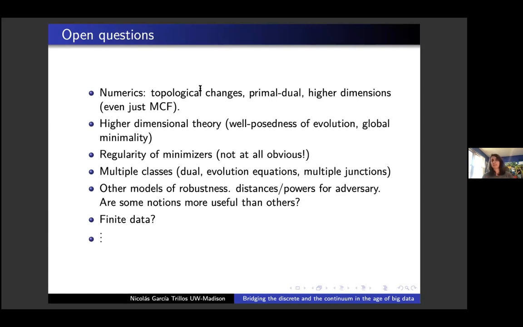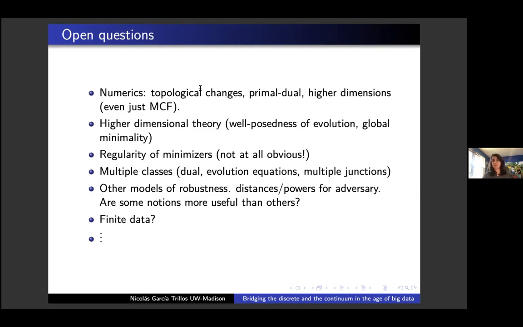So numerics in 1D even: how can we detect that there's going to be a topological change in the global solution? Can we use information about the dual problem? Remember that we have this adversarial learning, and it has a dual, which is an optimal transport. So can we use the synergy between those two to say something more about whether there can be topological changes, when, what to do afterwards, et cetera, et cetera. Theory for higher dimensions, pretty much everything.